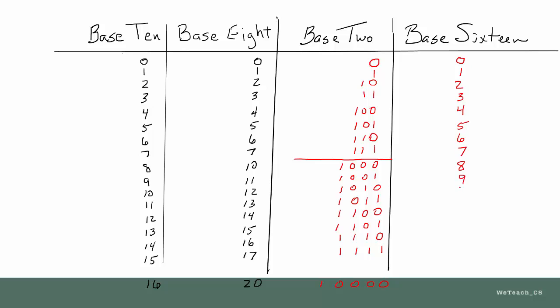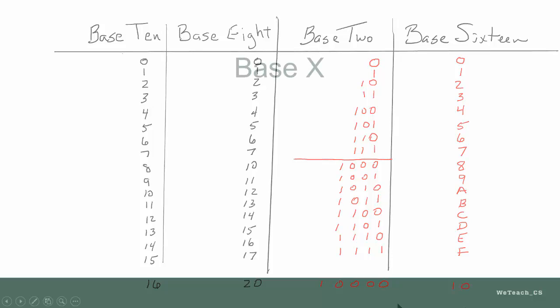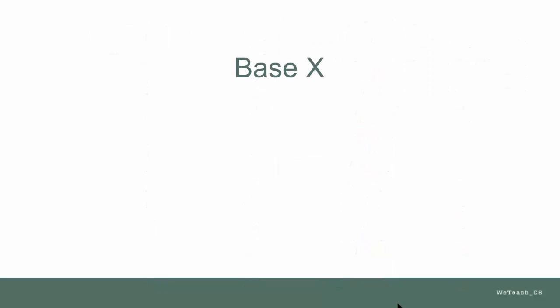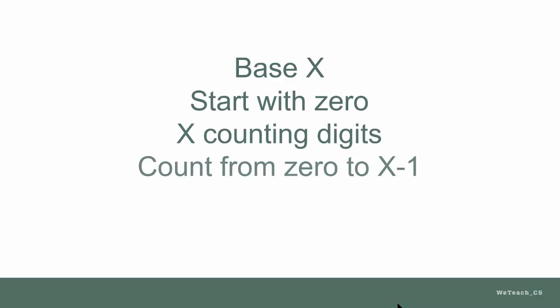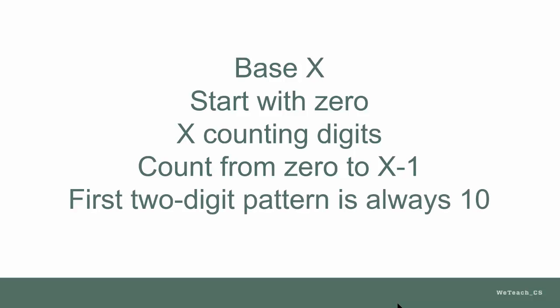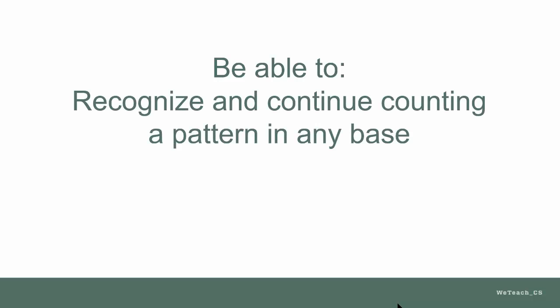Now you understand binary, base 2, and hexadecimal, base 16. In summary, no matter the base, the pattern is predictable. Always start with 0, use as many counting digits as you have, then start the 2-digit patterns, then 3 digits, and so on. You should be able to see a pattern in a base and continue the pattern for several digits, showing a level of understanding by doing so.